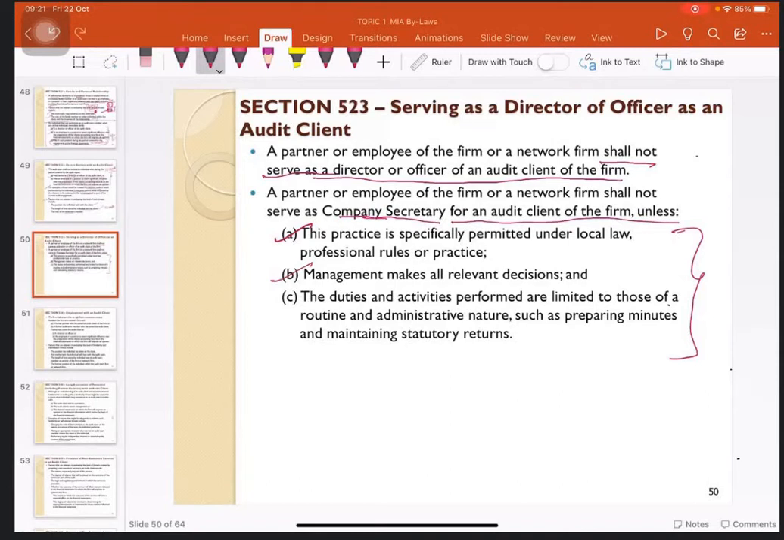Management, management yang buat all the decisions. Okay, the duties and activity performed are limited to those of a routine nature. And then you buat kerja-kerja sebagai company secretary on the routine secretarial work. Okay, for example, like prepare minutes, maintain statutory returns. Under this situation, it is allowed.